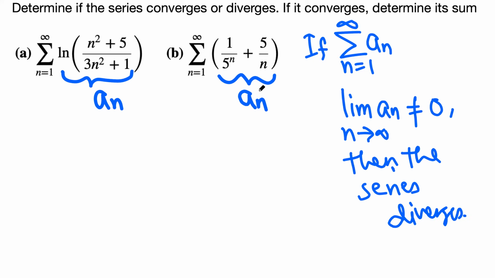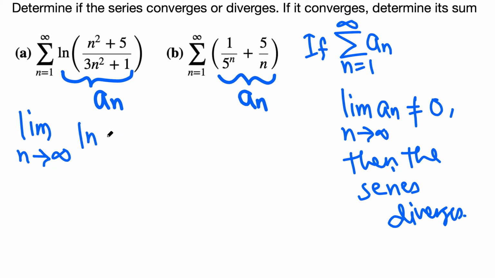Okay. Here, if we look closely, when n goes to infinity, 5 over infinity is 0. 1 over 5 raised to infinity is 0. But that does not tell anything. If this limit is not equal to 0, then this series diverges. But the limit of a_n equaling 0 does not tell anything. Here, natural log of something, let me do number a and find this limit.